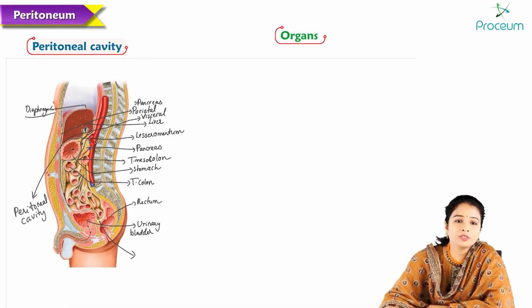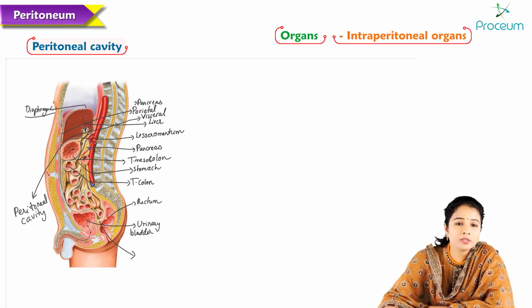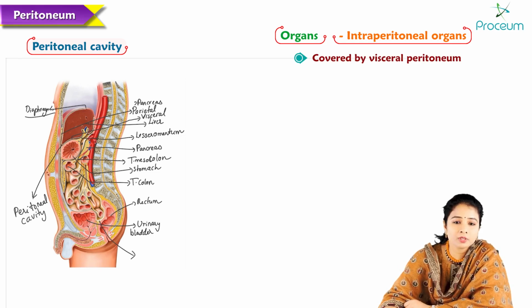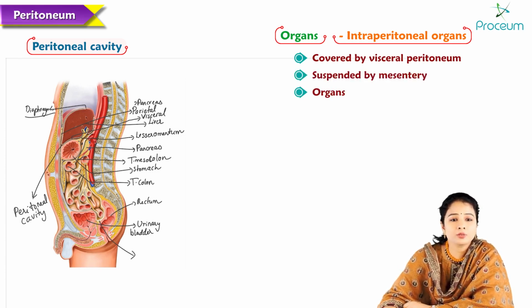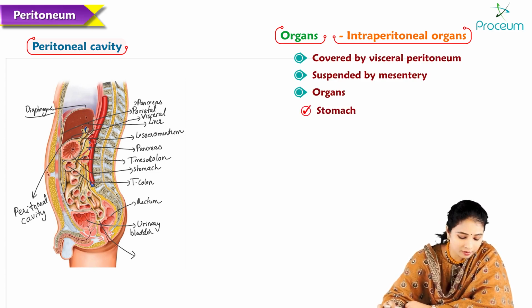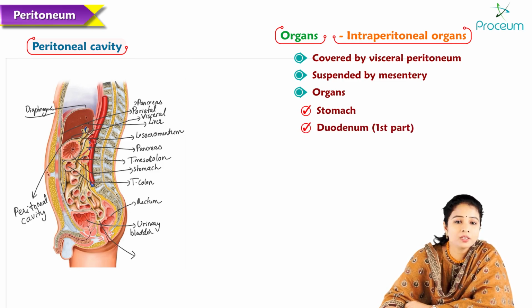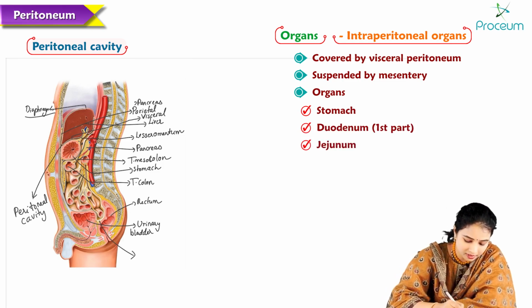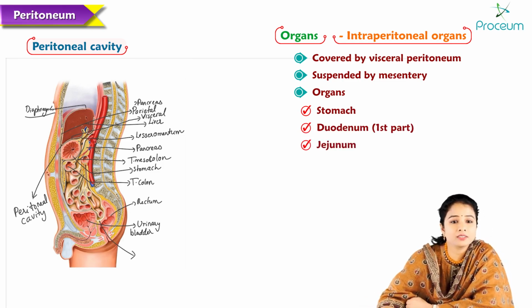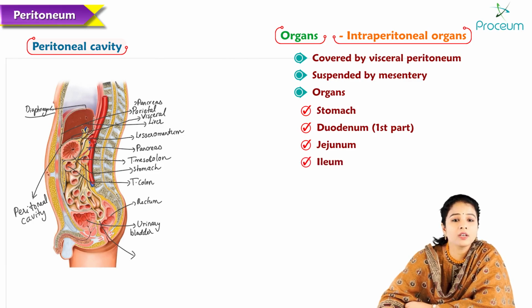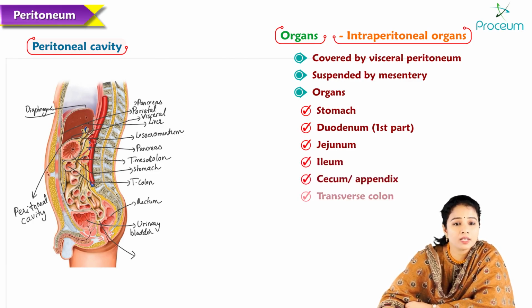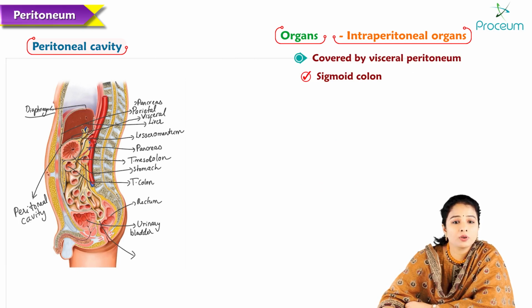Organs of the peritoneal cavity, intraperitoneal organs. These are the organs which are covered by the visceral peritoneum and suspended by mesentery. The organs which are intraperitoneal are the stomach. Here we can see the stomach covered by the peritoneum. Then the first part of duodenum, jejunum. We can see the coils of small intestine which contain the jejunum and ileum both, and cecum, appendix, transverse colon, sigmoid colon, and liver and gallbladder.